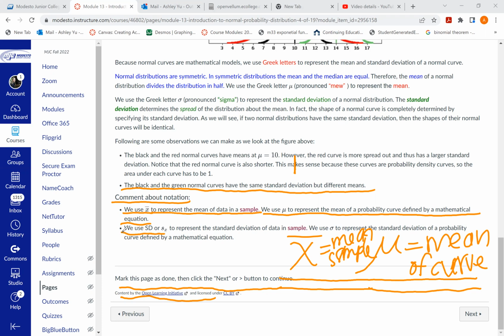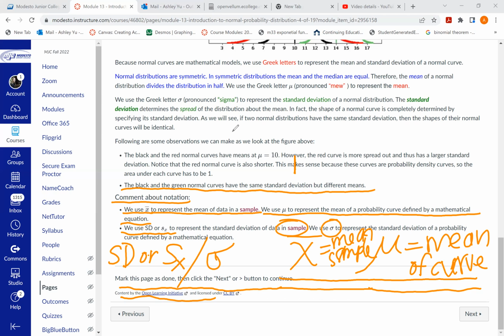We use SD, capital S, capital D, or capital S with a little x subscript, to represent the standard deviation of data in a sample. We're used to that, one or the other. We use sigma, though, to represent the standard deviation of a probability curve defined by a mathematical equation.